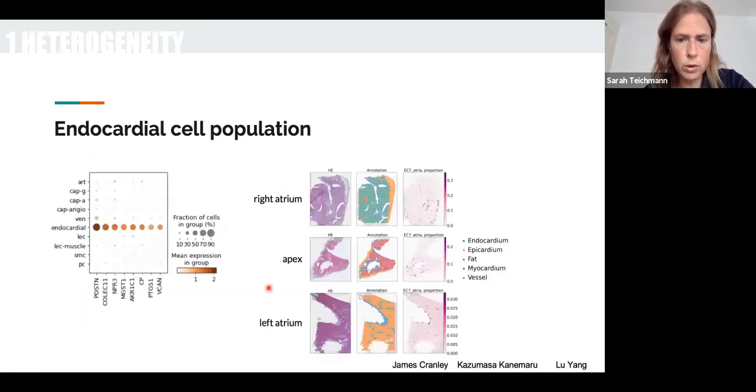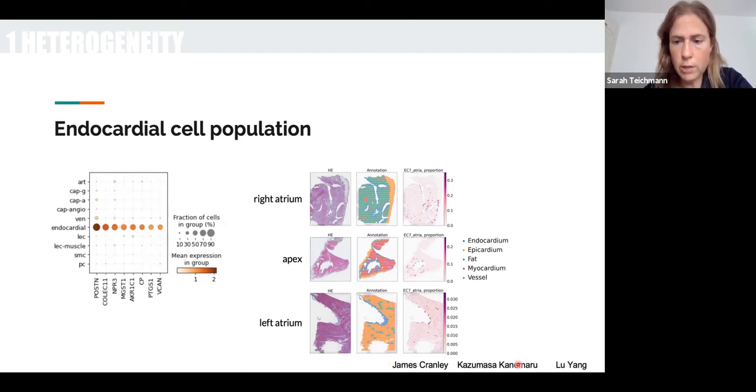What this revealed was a couple of tissue-specific populations. So I've talked about the populations that are shared across tissues, but there are certain populations that are specific, and that includes the heart endocardium, as we'd expect. And that's a population that's very clearly specific to the heart and separate from other populations.